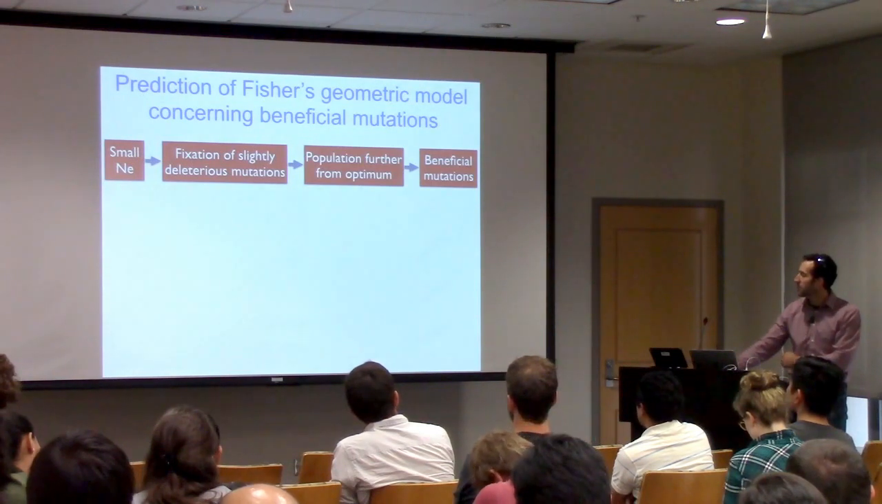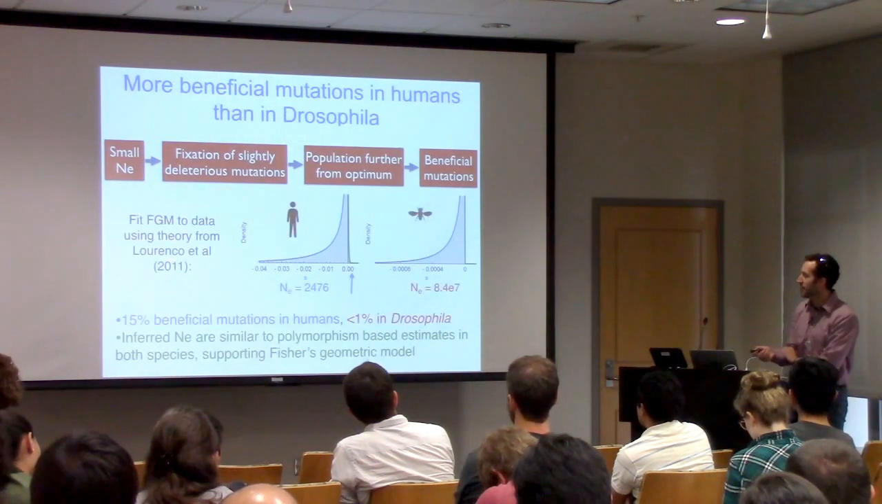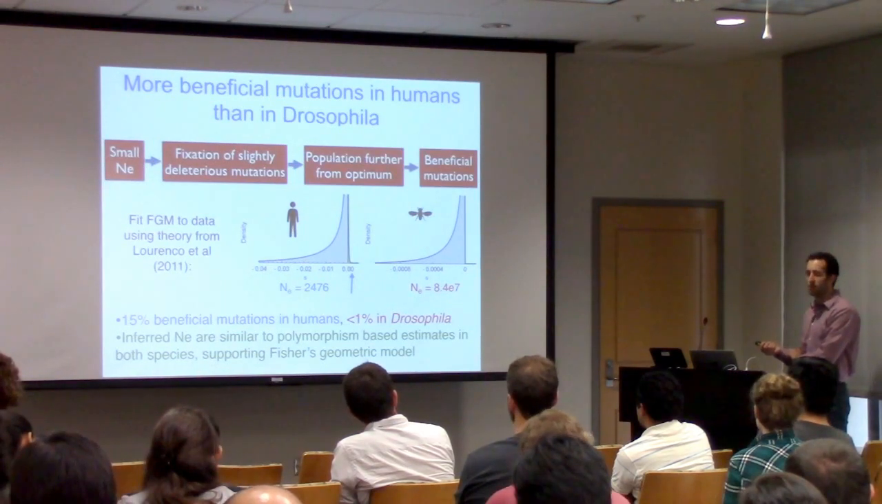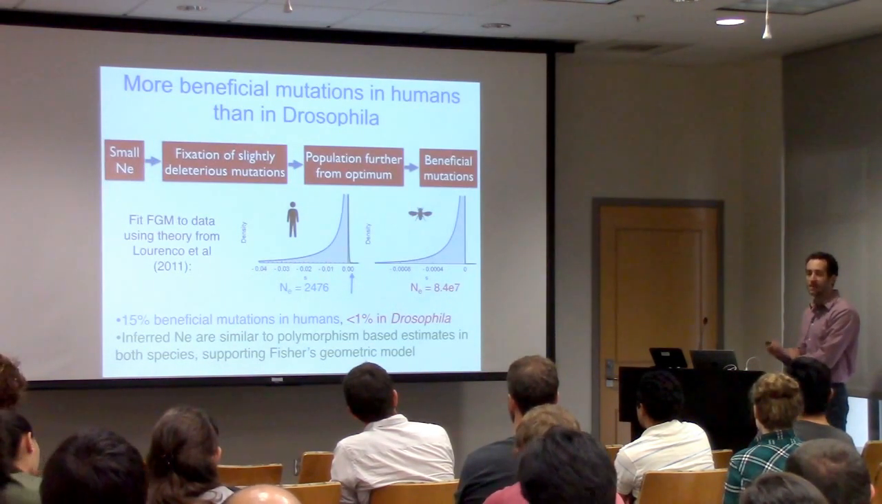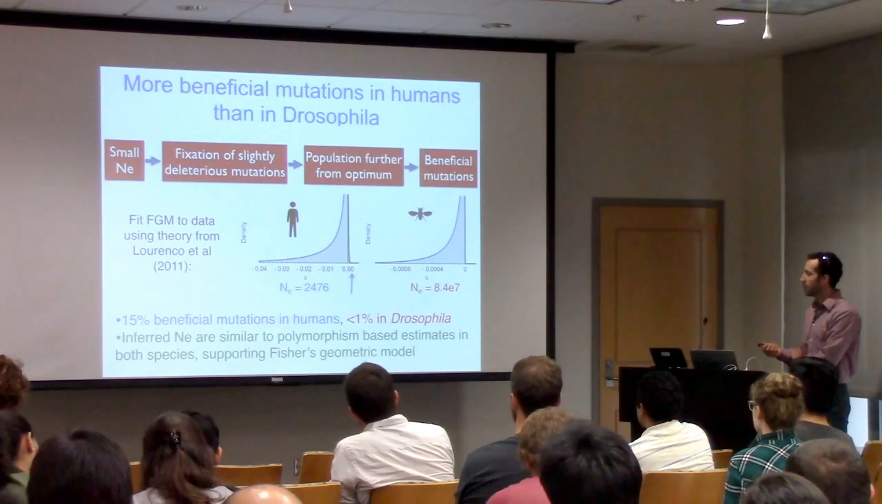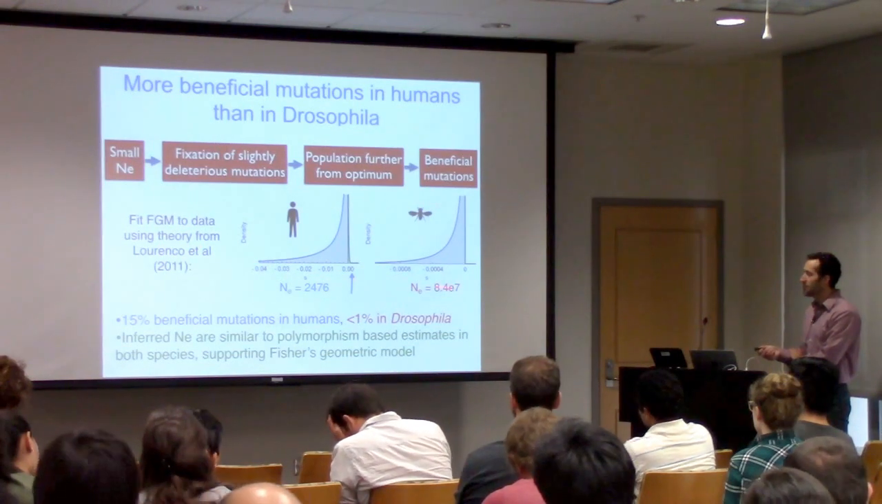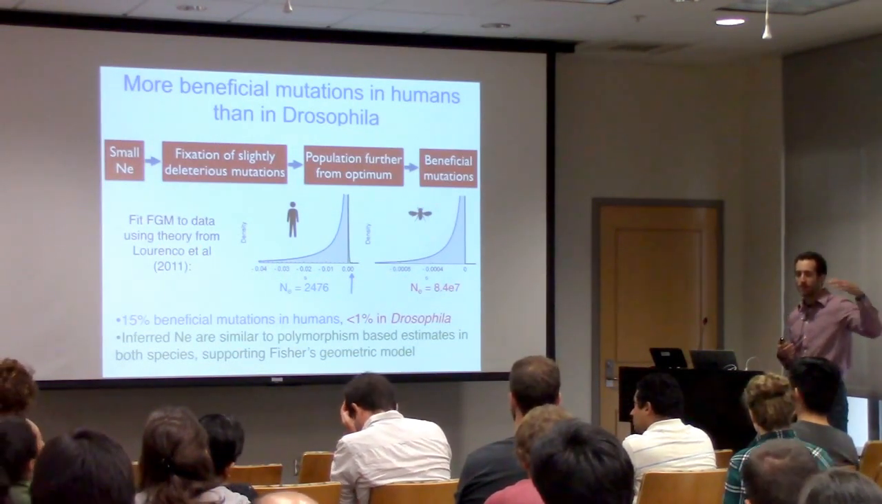And so what we did was we leveraged some theory from Fisher's geometric model to estimate the proportion of beneficial mutations that we might expect to see under Fisher's geometric model. And the way that this works is that the parameter here is the really long-term population size.